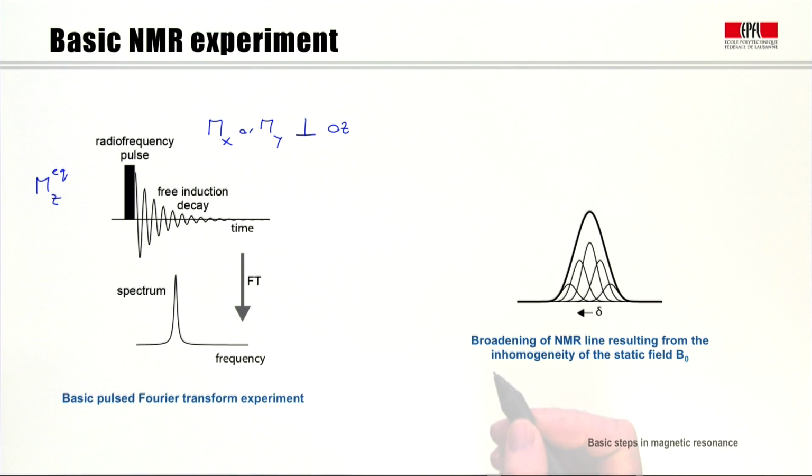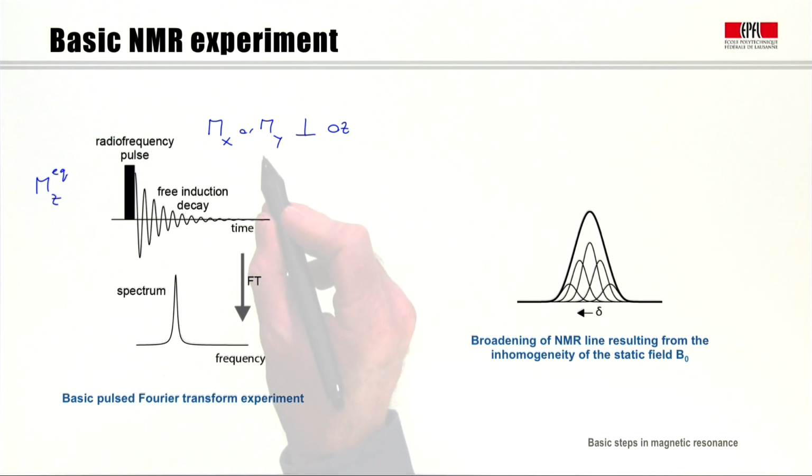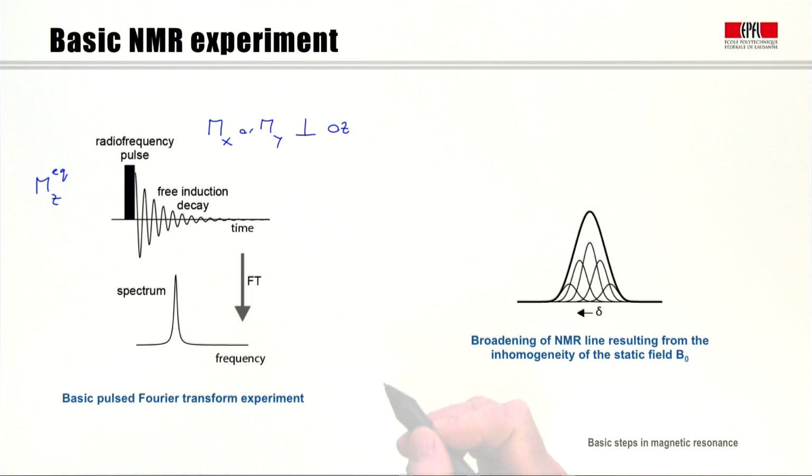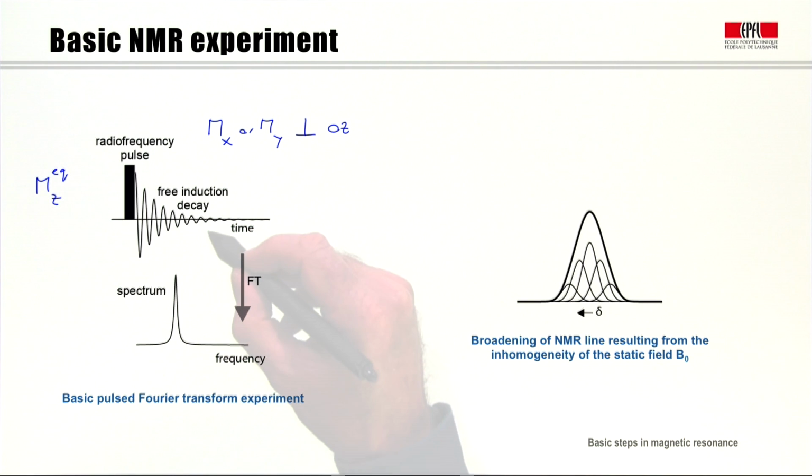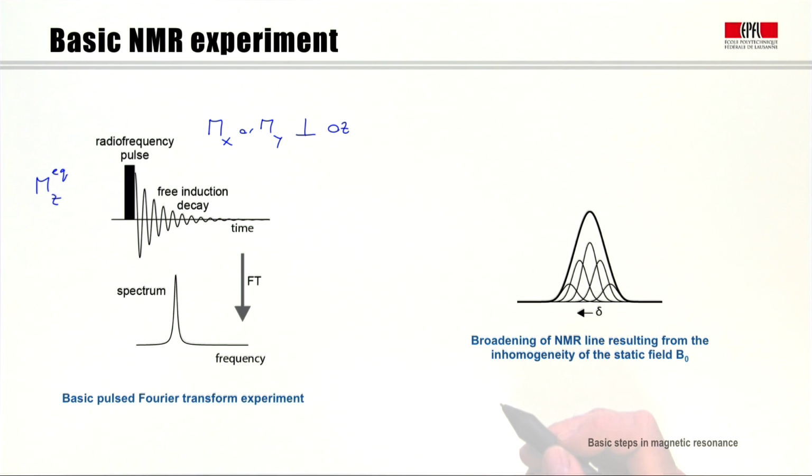Now, neither Mx nor My are in an equilibrium position, and therefore the magnetization will try to return to where it came from. And in doing so, it will actually precess and it will induce a signal in the radio frequency coil, which will then be amplified and stored in a computer.